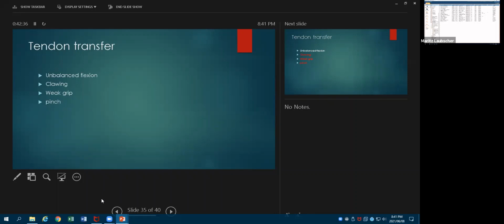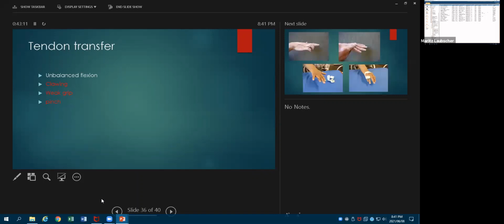Remember, on the extensor side, it's the opposite. The intrinsics work these joints, and the extrinsics work your MP joints. So flexor side, intrinsics then extrinsics; extensor side, extrinsics then intrinsics. Hope that makes sense. Anyway, unbalanced flexion, they don't like to curl their hands up. You see them, but there's not a whole lot you can do about that. It comes under the clawing and the weak grip later down the line, so that's why I don't discuss it as a separate thing. Those are the three you need to commit to memory.